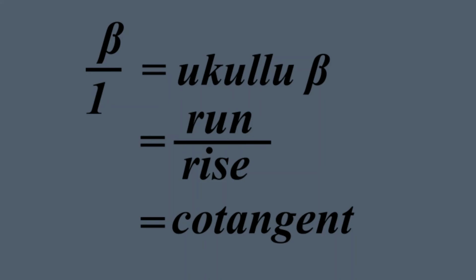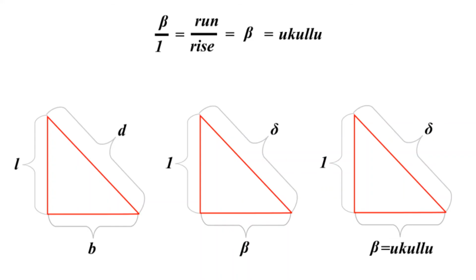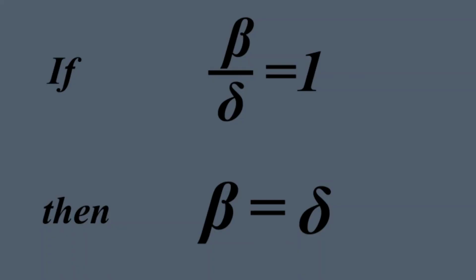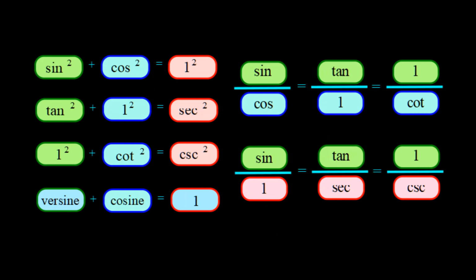Previously, it was demonstrated that the Babylonians used the relationship beta over 1 equals Euclidean beta equals run over i's, which is equivalent to the cotangent. And sure enough, this relationship is verified by the trig chart, which in turn verifies that the Euclidean is indeed a derivative. Therefore, beta over delta equals 1. Therefore, beta equals delta, which again is verified by the trigonometric diagram.